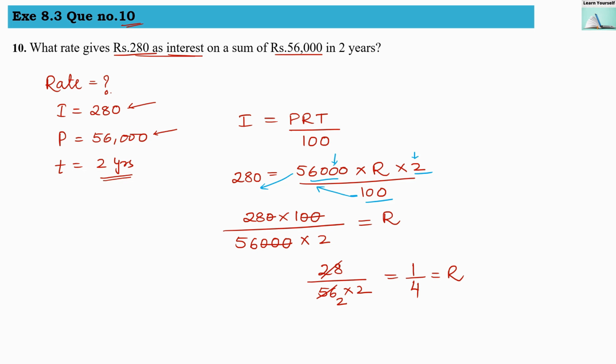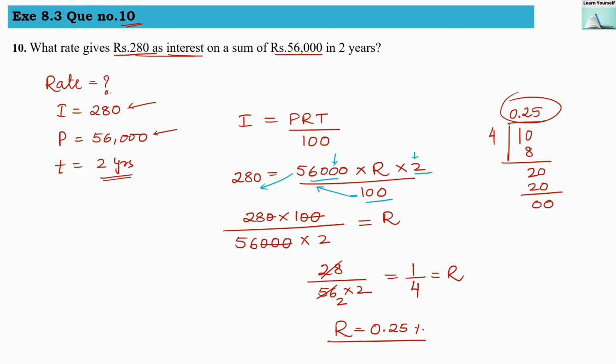Now we can keep this as it is, that 1 divided by 4%, or we can convert this into decimal, like 1 divided by 4. So 1 is smaller than 4, so we can put a decimal point here. So 4 2s are 8. So we got here 2. Now again we can put 0. So 4 5s are 20. So we got remainder 0, and our answer is 0.25. So R equals 0.25%. So when we set a rate of 0.25%, we will get 280 rupees interest.